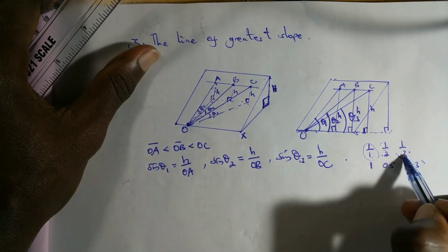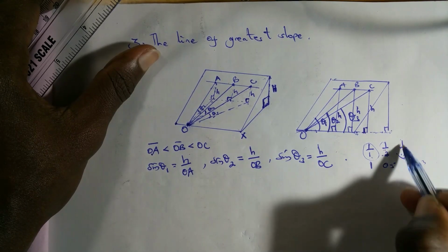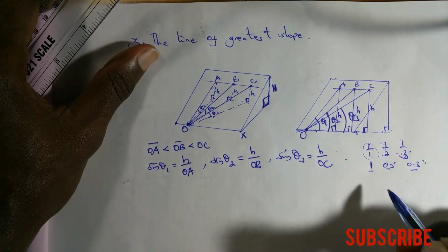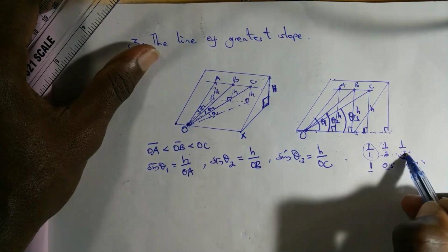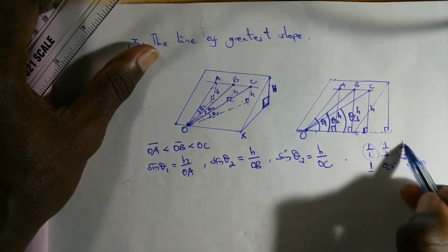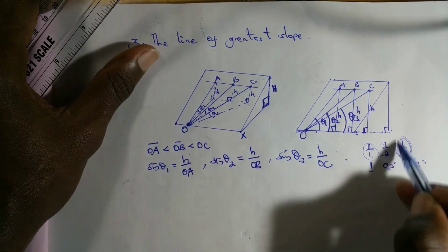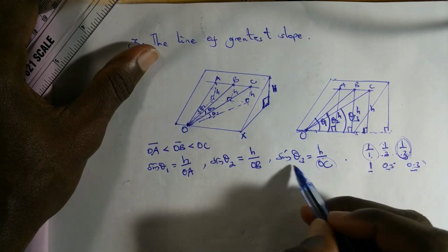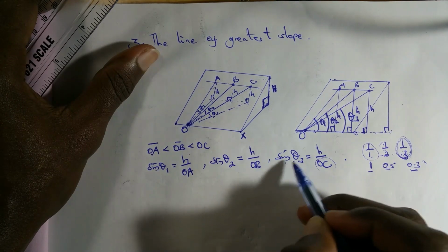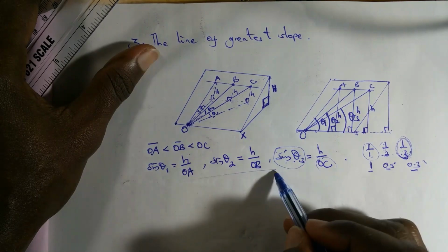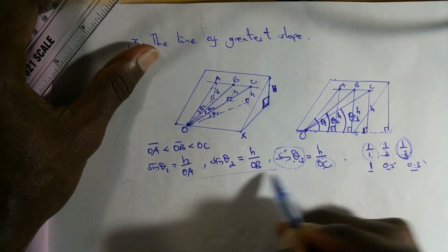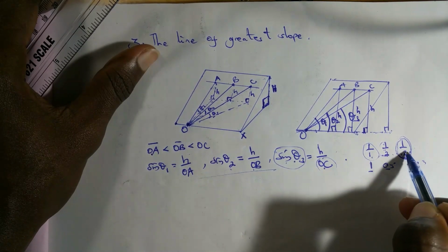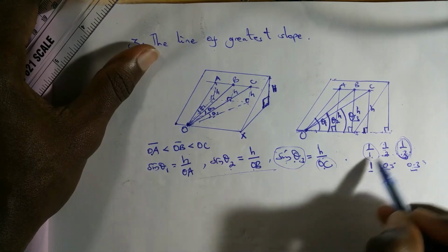when we change that to a decimal, you will have 0.3 here, 0.5 here, and only 1 here. So you can observe that as the denominator increases, the whole result is actually smaller. That means here OC, which is bigger, will imply that sine theta 3 is the smallest of the 3. Because OC is bigger than OB, this one is bigger than OC. From what I've shown you, 1 out of 3 is smaller than 1 out of 2.